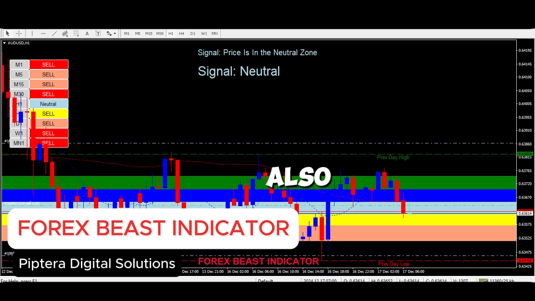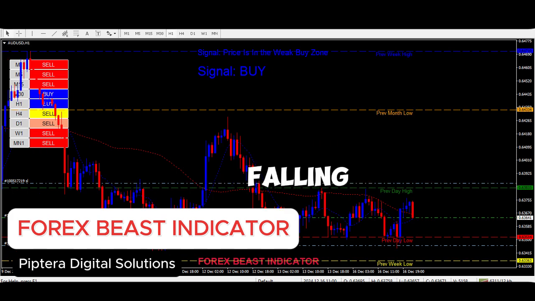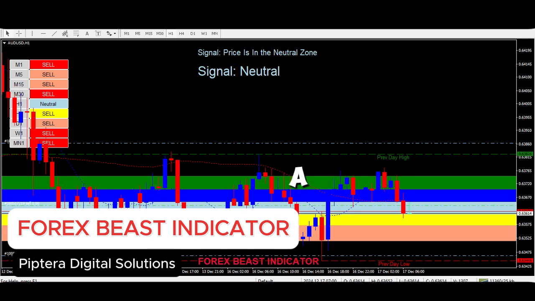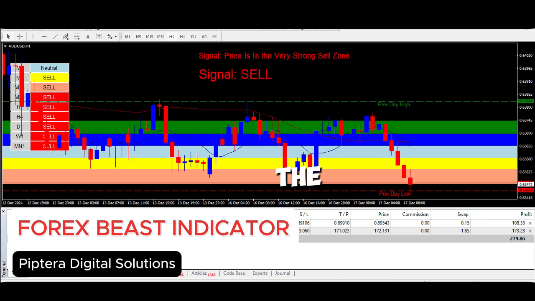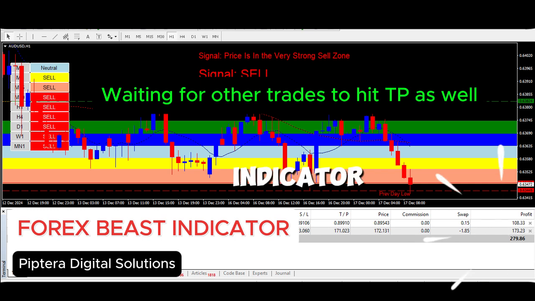This trade is also in profit as for now, as you can see. We saw the momentum falling and the price was trading below the blue moving average, plus a weak buy signal and a bearish candle near the resistance zone. I then took a sell trade, hoping for a nice gain, and wonderfully enough the trade did so. It rewarded us with a nice profit, as you can see. Remember, this is the demonstration of the Forex Beast Indicator.